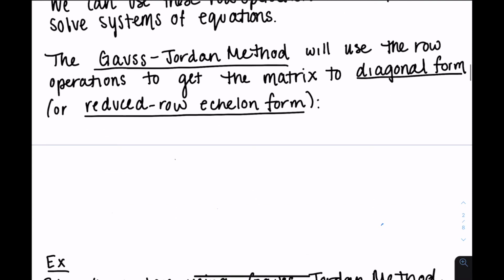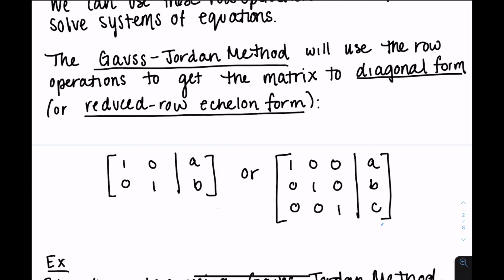The idea is you're going to have a system of 2 equations or 3 equations with 2 or 3 unknowns. You want to get your matrix to this form where you've got a diagonal consisting of 1s and 0s on the off diagonal. And then what's on the right-hand side of the equal sign doesn't matter. It's going to be problem specific. Or if you've got 3 variables, you want to get it to this form, because immediately you're going to be able to pick off your solution.